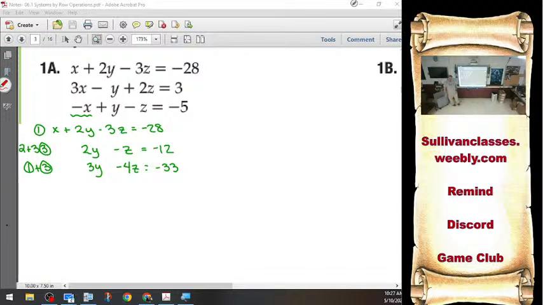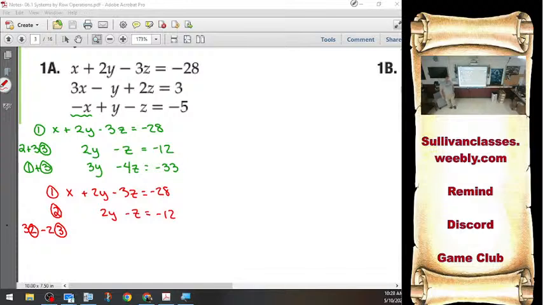Option 2, I can mental math. X plus 2y minus 3z is still negative 28. 2y minus z is still negative 12. But what is the least common multiple between 2 and 3? How would I turn this into a 6? How would I turn that into a 6? Can I do 3 times equation 2 minus 2 times equation 3?